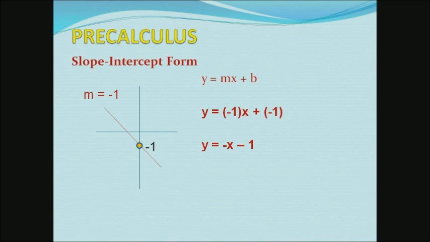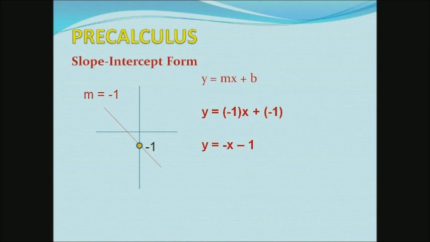And so we have the formula y equals mx plus b. So all you have to do is to simply substitute the values of our m, the slope, and the b, our y-intercept, to our slope-intercept form y equals mx plus b. So there you have it. You will have y equals -1 times x plus -1, and you will have y equals -x minus 1.